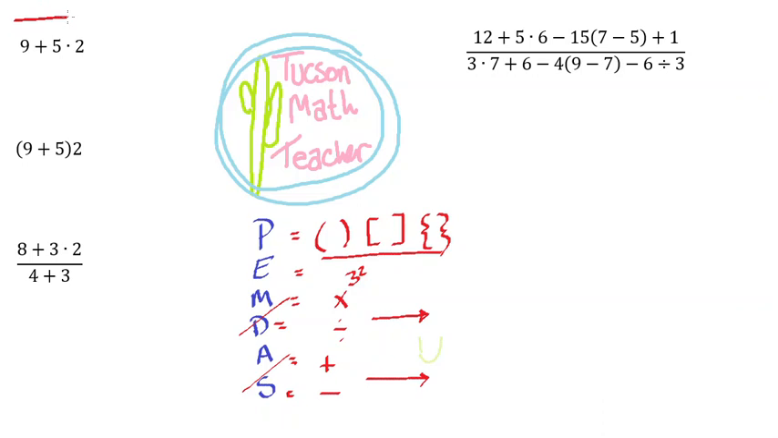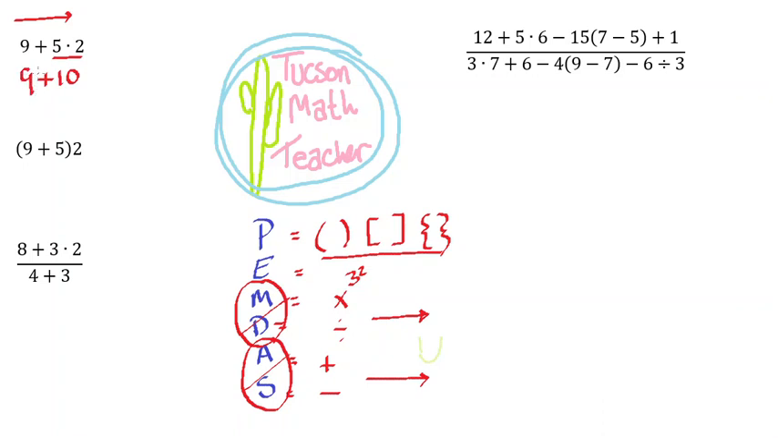Move left to right and do the operations in this order. Multiplication and division first, addition and subtraction second. So in 9 plus 5 times 2, we will do the multiplication first. 5 times 2 is 10. And then we'll write down the rest of the problem.